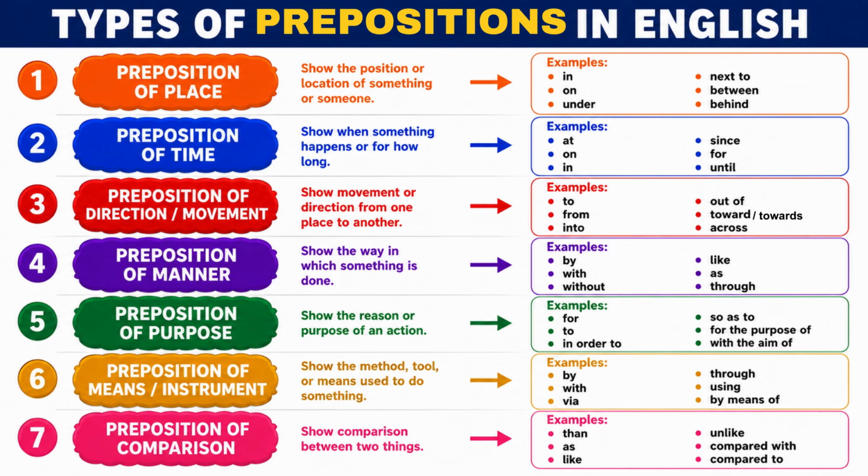As. He works as a teacher. She acted as a leader. Through. We learned through experience. He passed through the tunnel. Now, prepositions of purpose. These show the reason or purpose of an action. Examples include for, to, in order to, so as to, for the purpose of, and with the aim of.